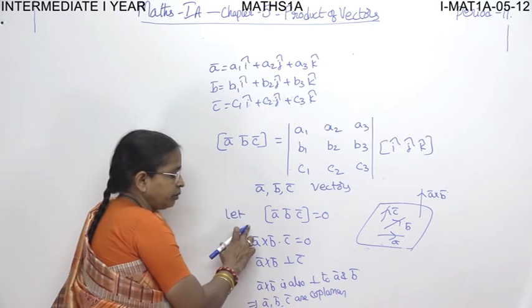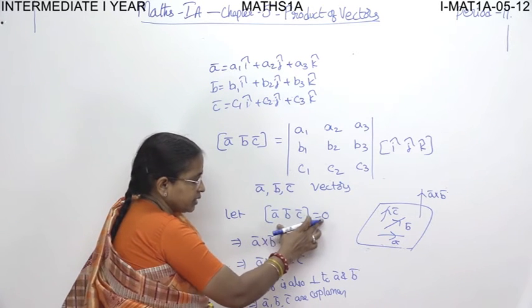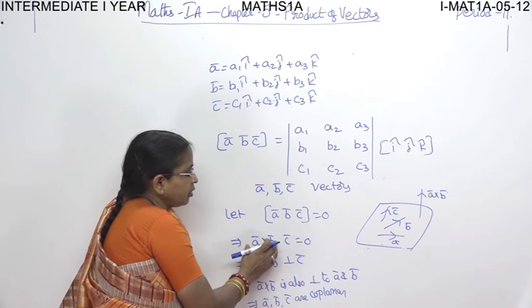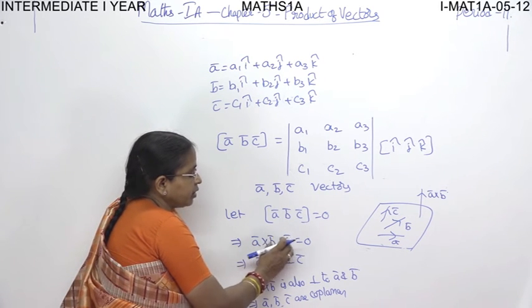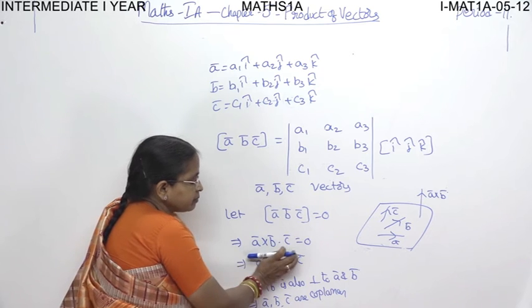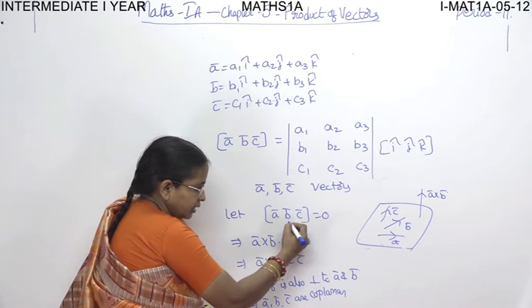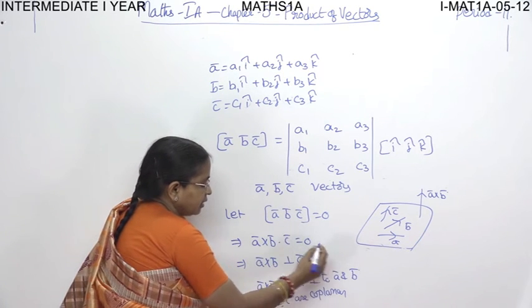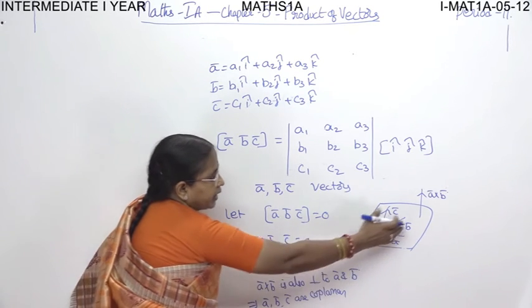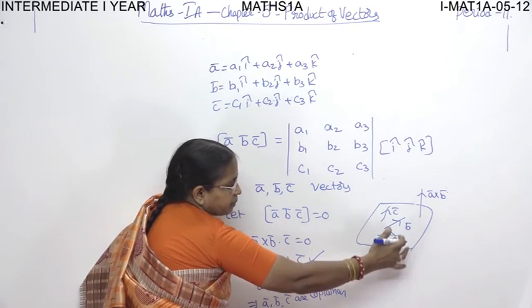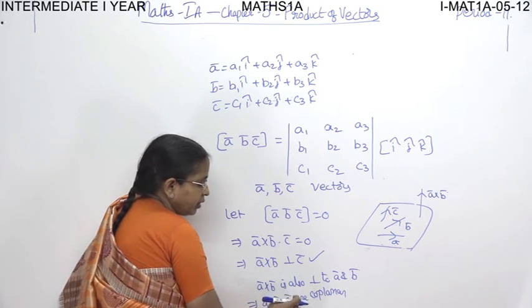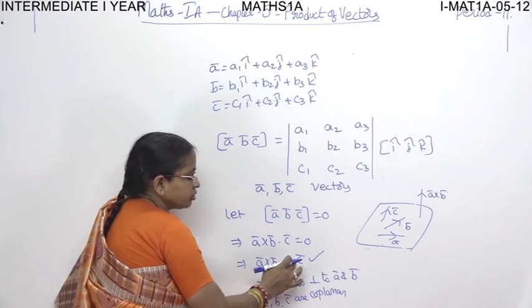So we assumed that box ABC is 0. So we have written the full form like this. The dot product A cross B dot C equals 0 means A cross B is perpendicular to C. So this equation implies this. Now we'll take A cross B. We already know that A cross B is perpendicular to both A and B. So A cross B is perpendicular to A, B and also C.